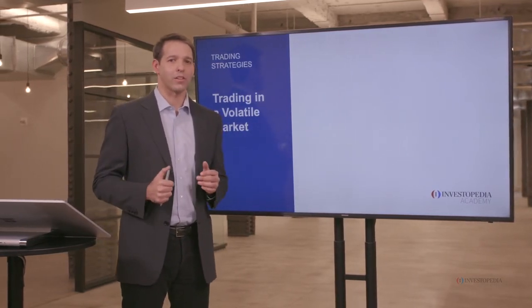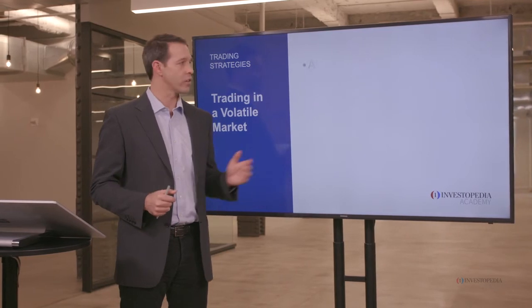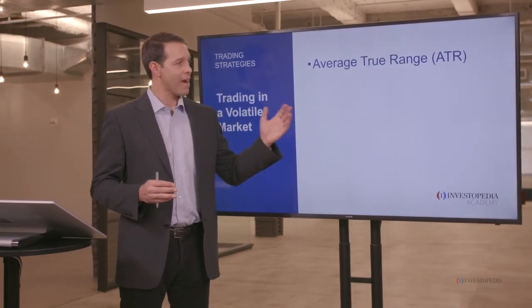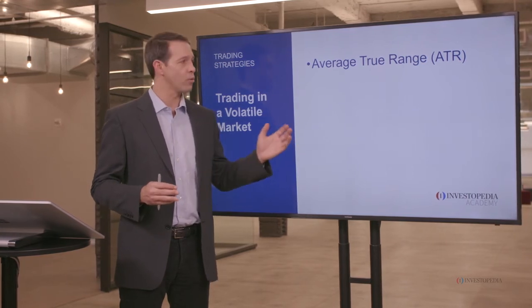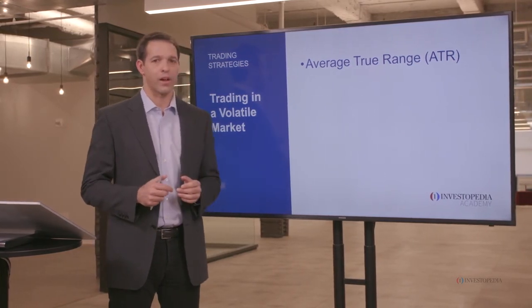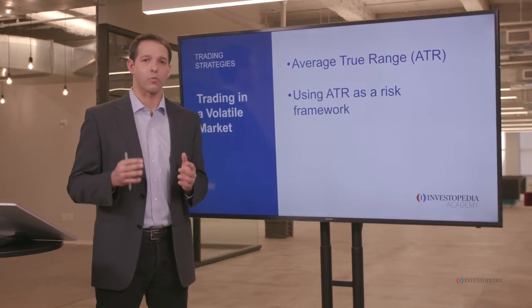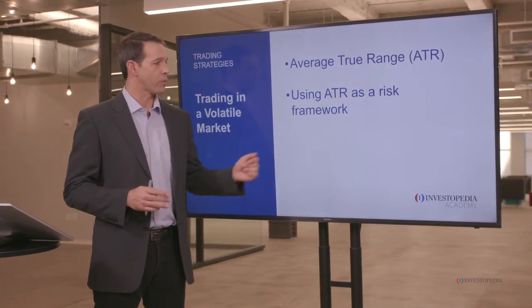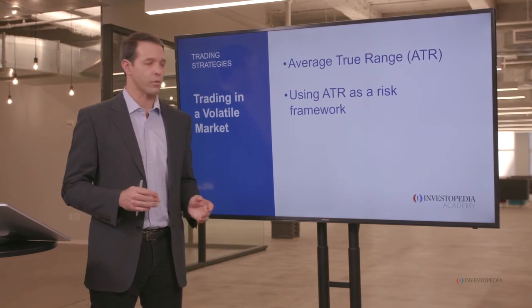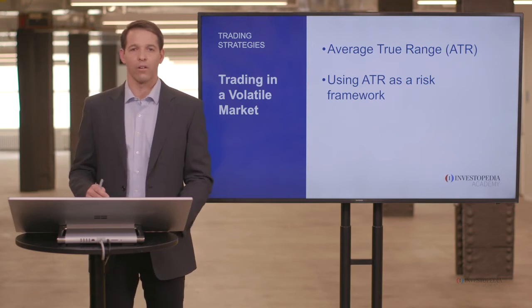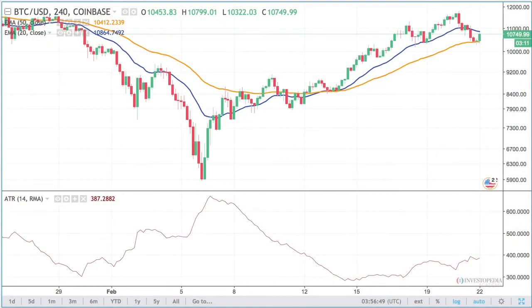Now, the indicator I like to use is called the average true range, or ATR. And what this is, basically, is just an average of how much the price has moved over a specified period of time. If you think about ATR, you can use it as a risk framework for where to set your buy orders and your sell orders and also your buy stops. So let's take a look at a chart right now and show you how this works.